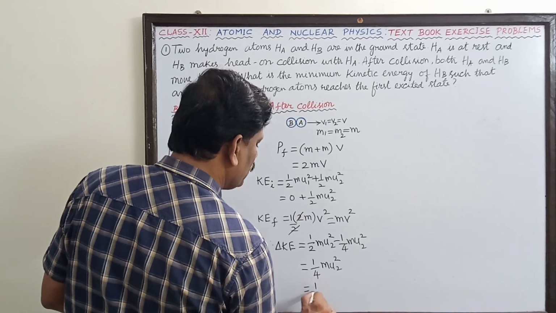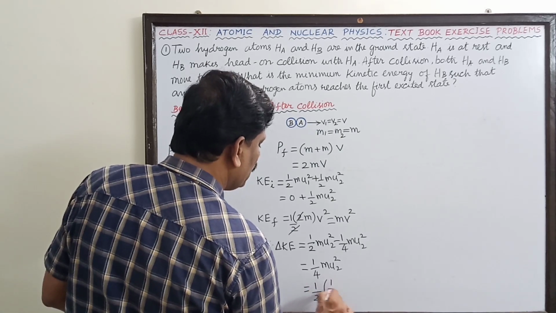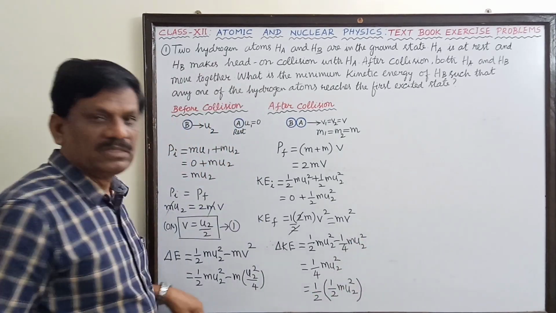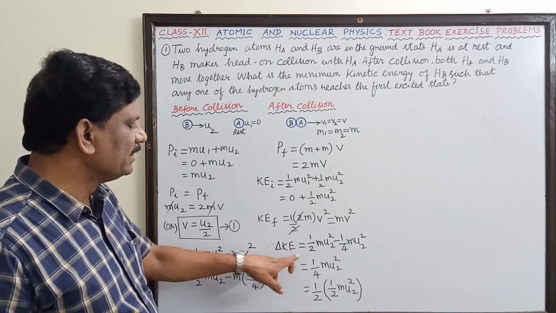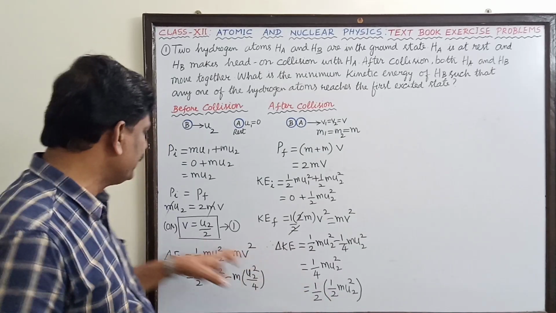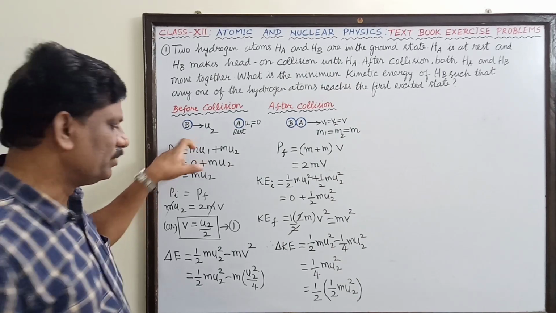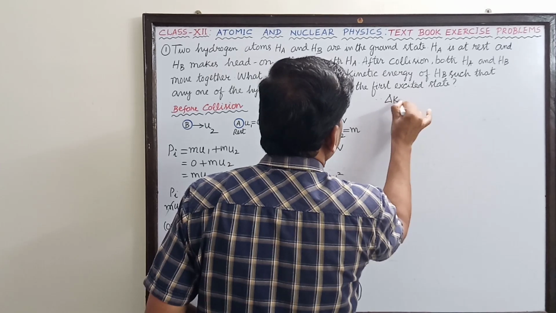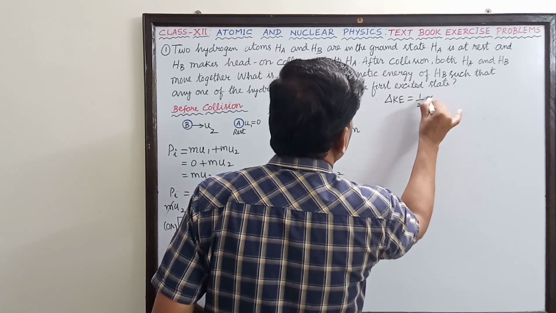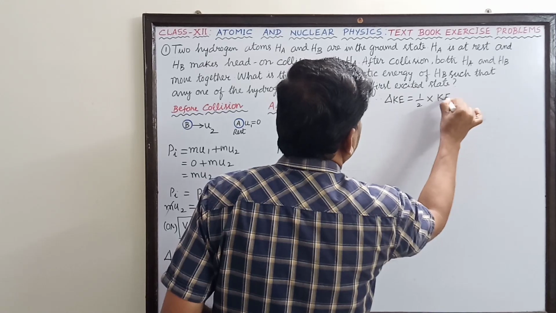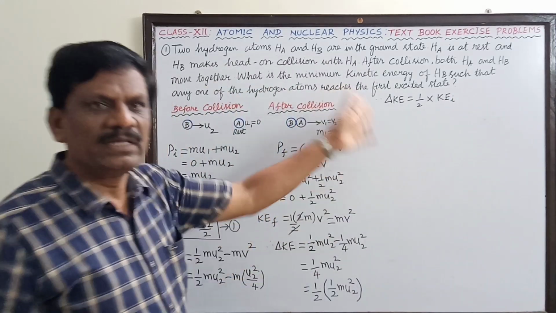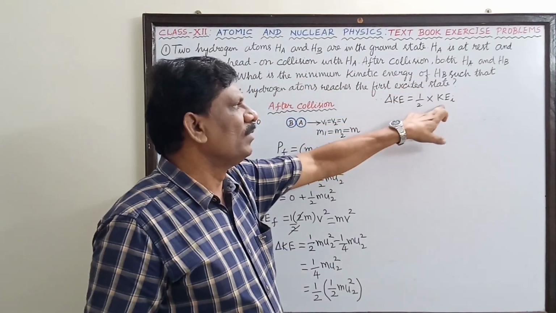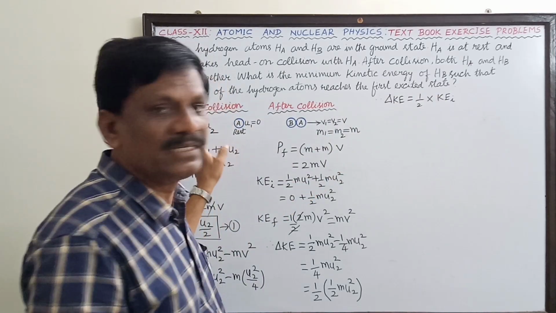So this is now equal to 1 by 2 into half m u2 square. I am expressing it this way on purpose, because the change in kinetic energy is what? 1/2 of the initial kinetic energy of Hb. So therefore the change in kinetic energy is equal to 1 by 2 times the initial kinetic energy. This is what is asked in the question. What is the minimum kinetic energy of Hb? That is equal to KEI, because Ha is at rest.